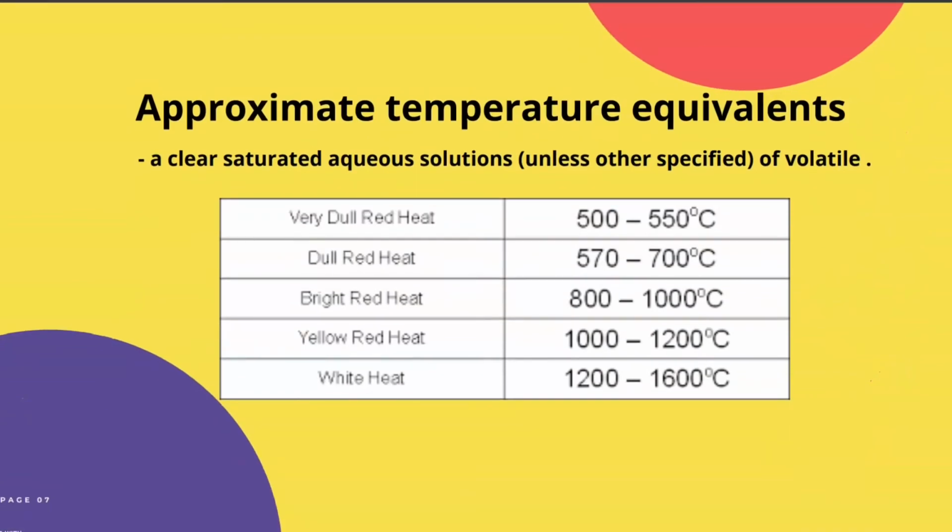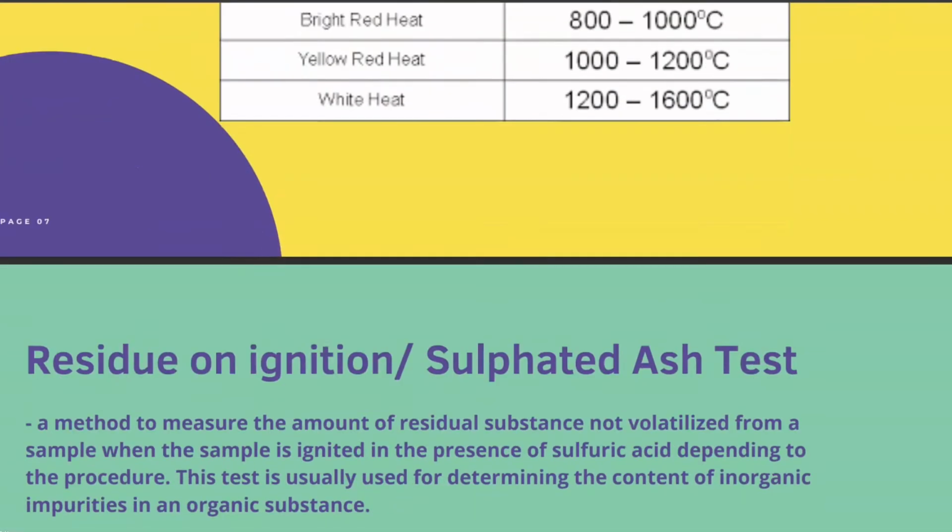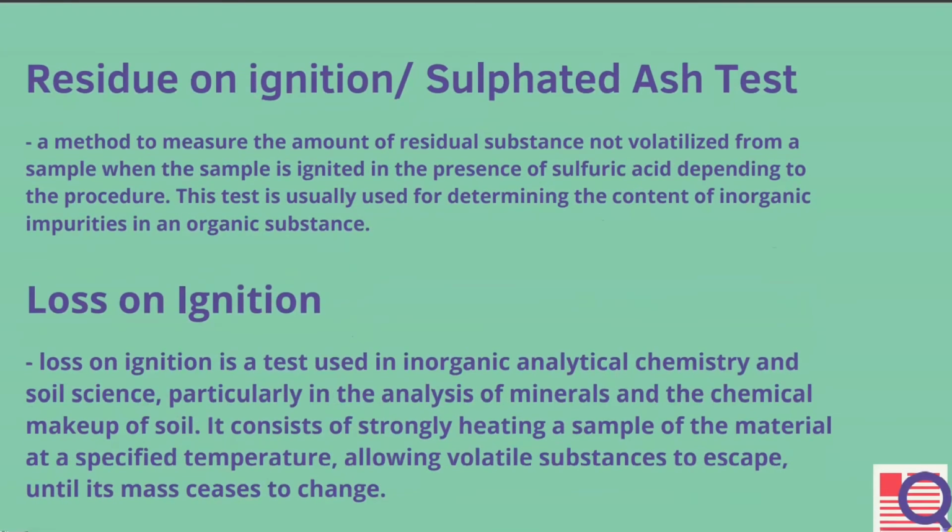Approximate temperature equivalents: very dull red heat 500 to 550 degrees Celsius, dull red heat 570 to 700 degrees Celsius, bright red heat 800 to 1000 degrees Celsius, yellow red heat 1000 to 1200 degrees Celsius, white heat 1200 to 1600 degrees Celsius.